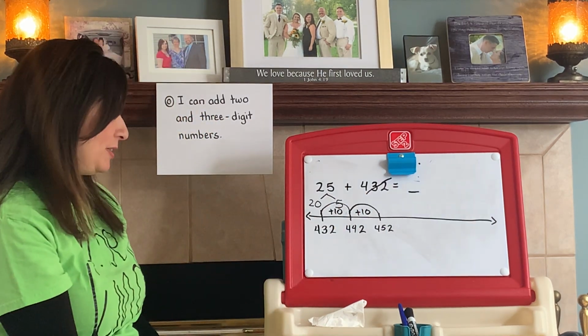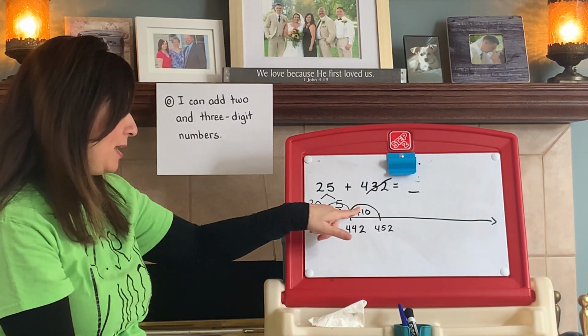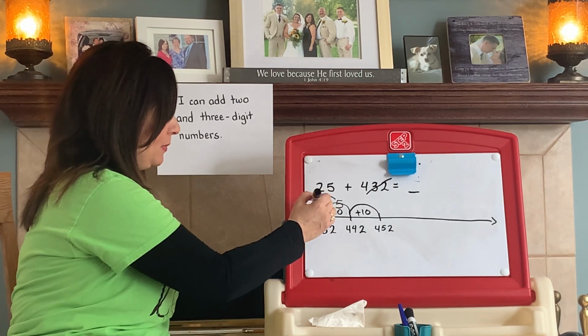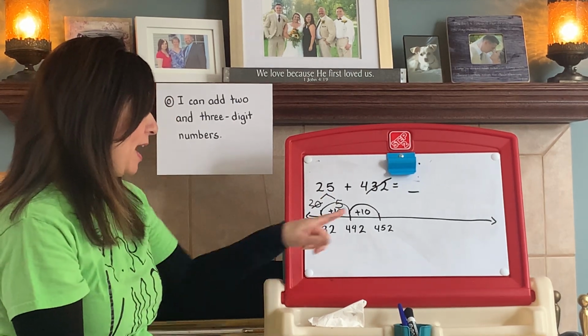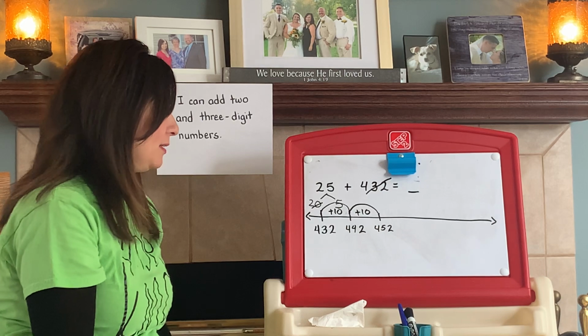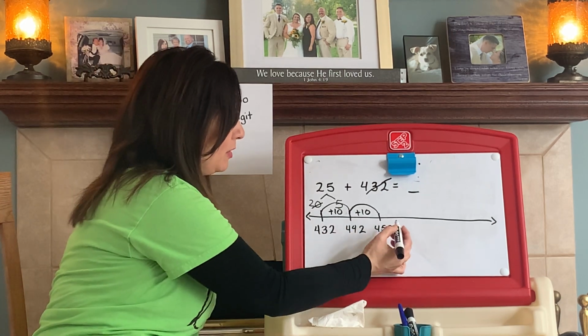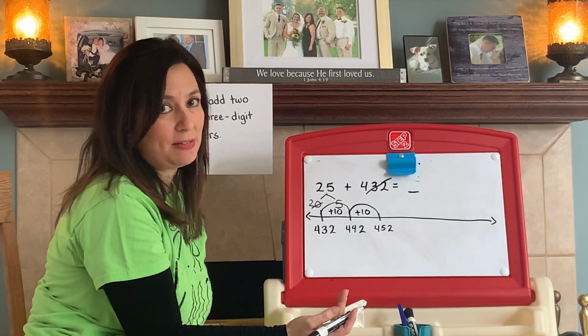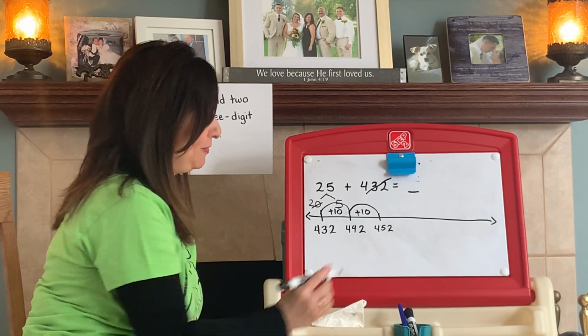So I've added another 10, and now I know I've added 10, 20. Now, all I have to do is add the 5 ones. 452 plus 5, I know is 457.